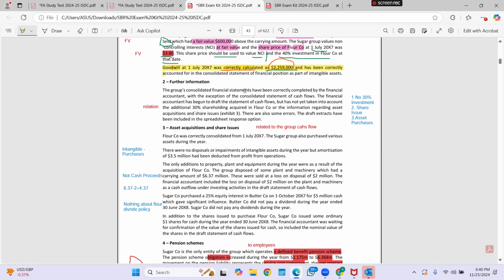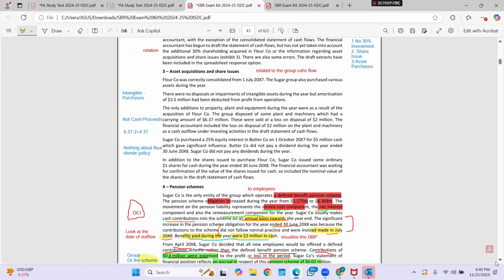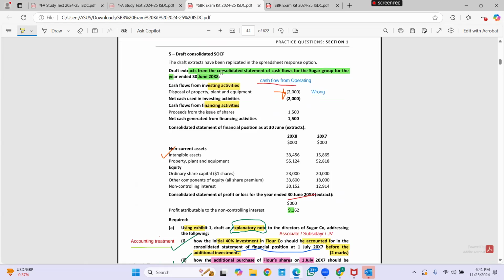Sorry, I forgot to mention something else. Extremely sorry. This is your draft, right? This is the draft. And also they have given in addition your statement of financial position, which is consolidated, as well as your profit or loss, right? They have given all of this. So I believe that you all need to add or deduct, or you all need to complete this draft statement of cash flows. That is what you all need to do.